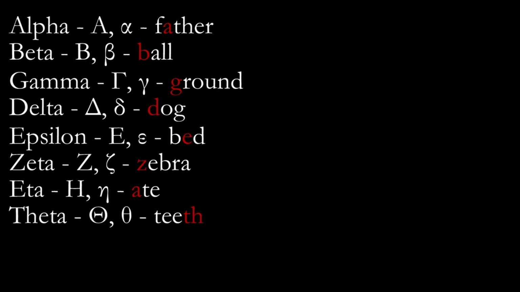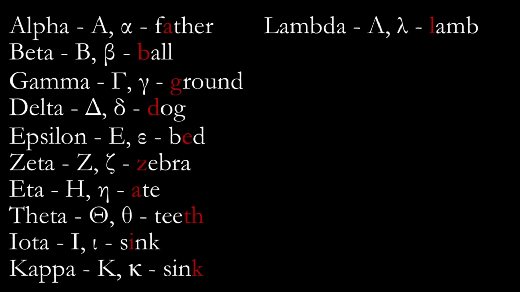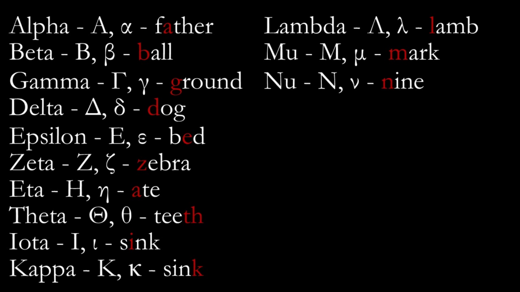Theta makes the th sound as in teeth. Iota makes the I sound like in sink. Kappa makes the K sound like in sink again. Lambda makes the L sound like in lamb. Mu makes the M sound like in mark. Nu makes the N sound as in 9.